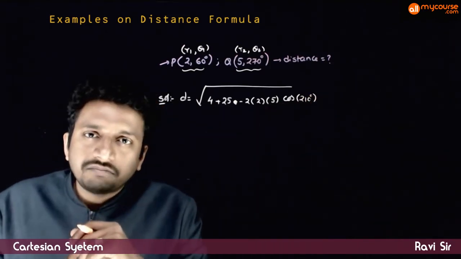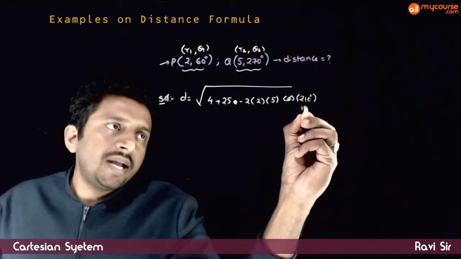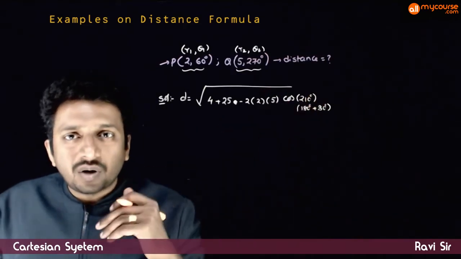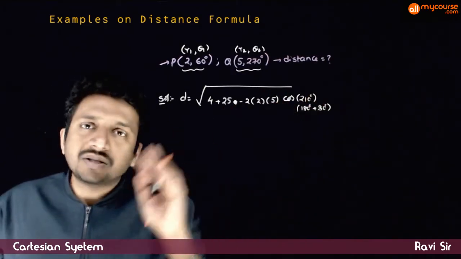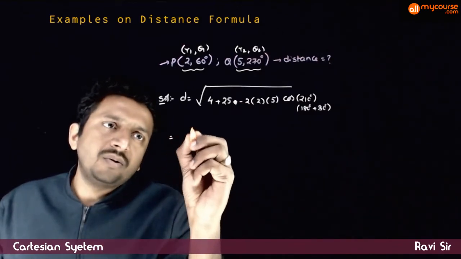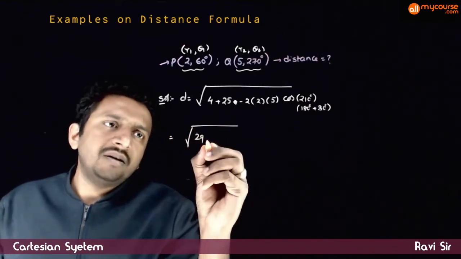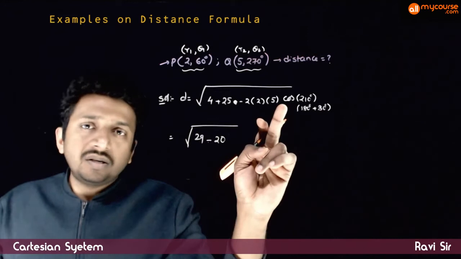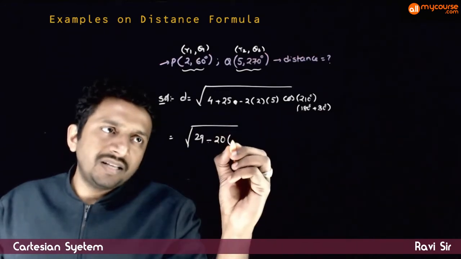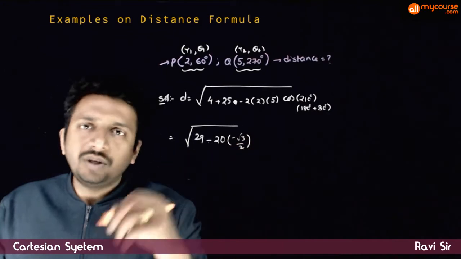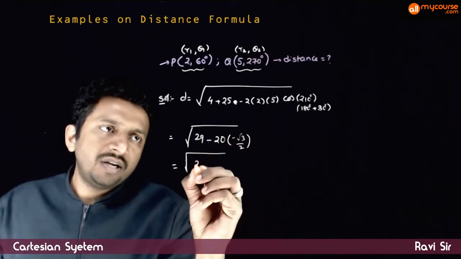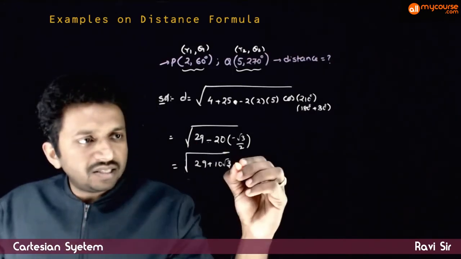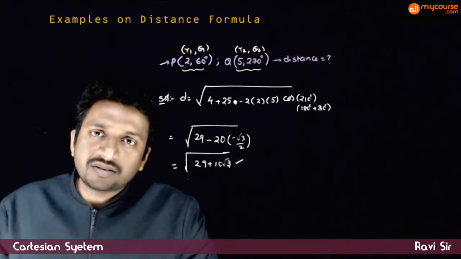So cos 210. 210 can be written as 180 degrees plus 30 degrees. So 210 is in the third quadrant, so cos is negative. So this is minus cos 30. That is equal to root of 29 minus 5 2s are 10, 10 2s are 20 times this is minus cos 30. It is minus root 3 by 2. So that is equal to root of 29 plus 10 root 3. So this will be the distance between these 2 points.